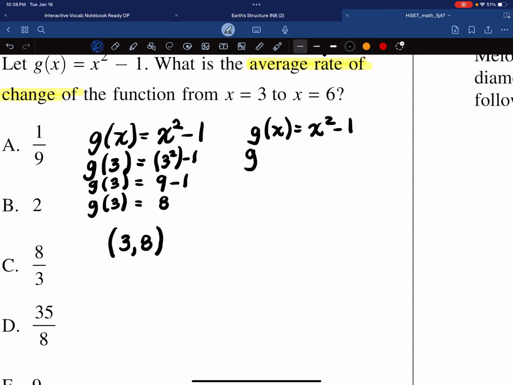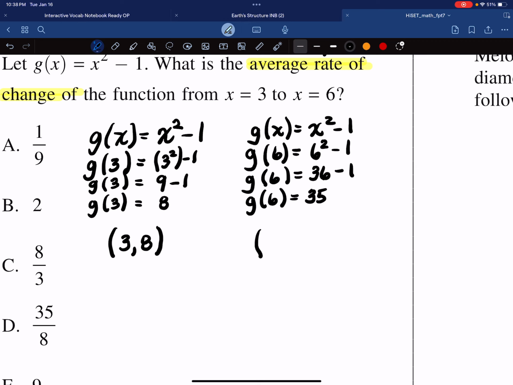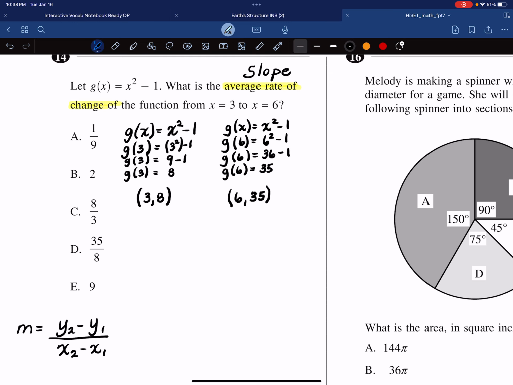And then I'm going to repeat that process using that same function. But this time we're going to let our x equal 6. So g of x, g of 6, 36 minus 1. So g of 6 is 35. So here's the second point, x and y. So now that I have 2 points, I can apply this formula.